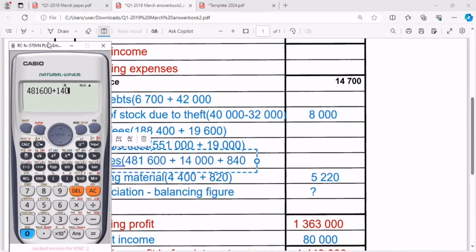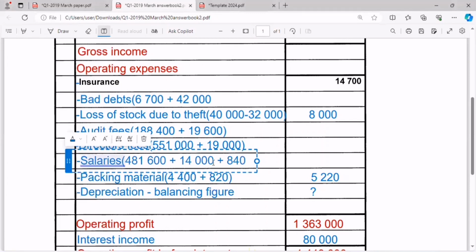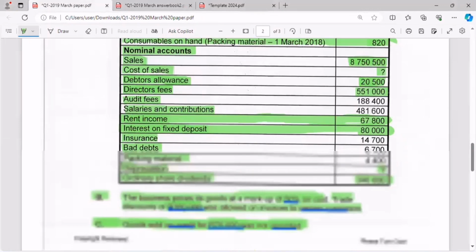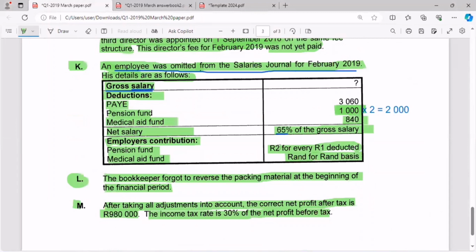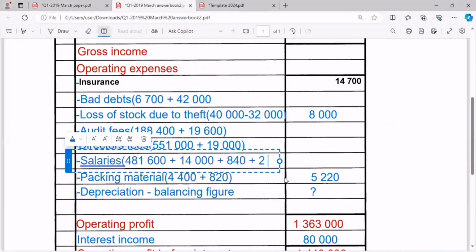And then we're going to add this one: 81,600 plus 14,000 plus 840. This is for salaries and wages. Here remember there is a pension contribution that was made by the employer. It seems like I did not add the 2,000, but I remember explaining it here. We're told that the employer contributes 2 rand for every 1 rand deducted. I showed you the workings here that we take the 1,000 multiplied by 2, and the contribution made by the employer towards the pension fund is 2,000. So this 2,000 was not added, so we should add the 2,000.